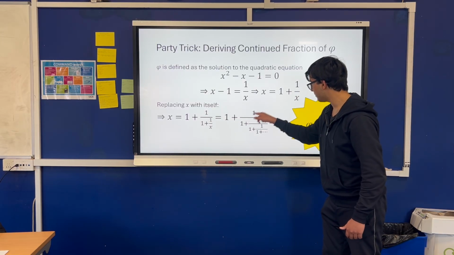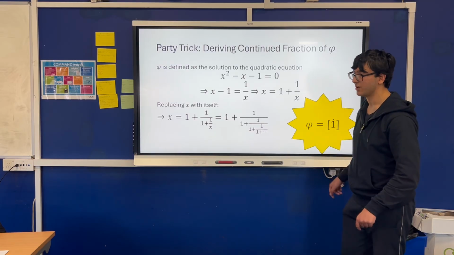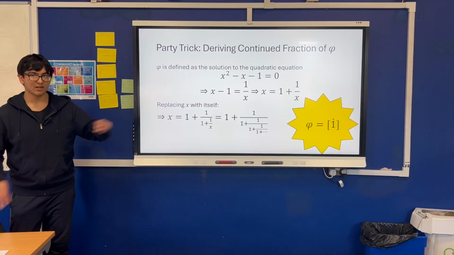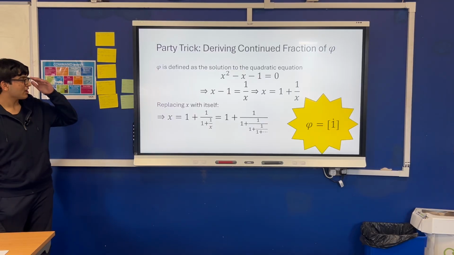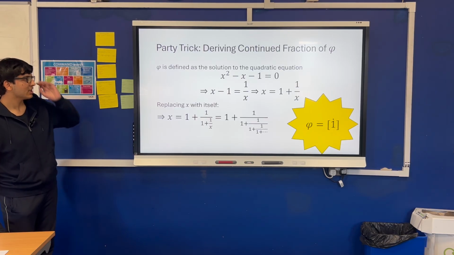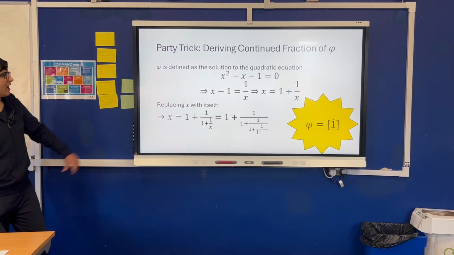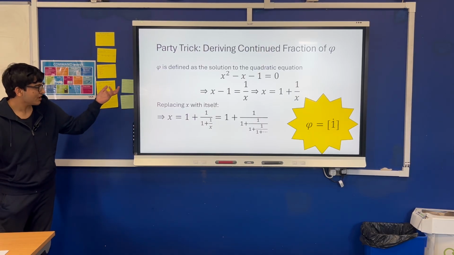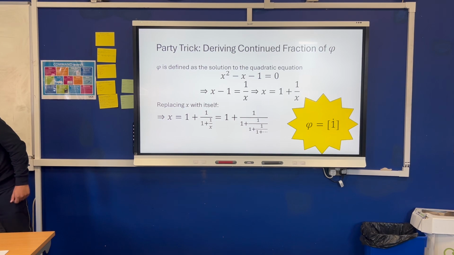Do this again, and you get 1 plus 1 over 1 plus 1 over 1 plus 1 over, and so on. And therefore, the golden ratio is equal to 1 plus 1 over 1 plus..., repeating on and on forever. This trick only really works with really nice numbers that have really good quadratic equations. As far as I know, I can't really see a way to get negative numbers just yet, but it works pretty well for stuff like the golden ratio.